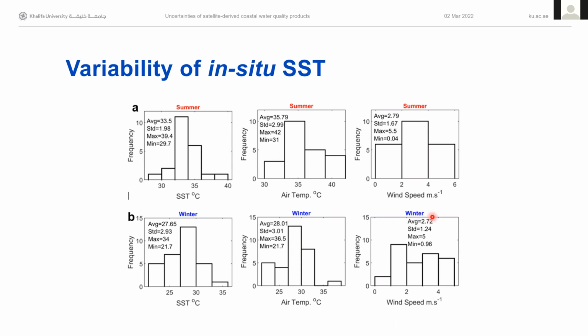Regarding the wind speed, there are no significant changes in terms of the values, but we can see the variability is different between the summer and the winter. So during the summer, the average is 2.79 meters per second with standard deviation of 1.67, while in the winter, almost the same average, but we can see here the values fluctuated between 2 to 4 during the winter season.